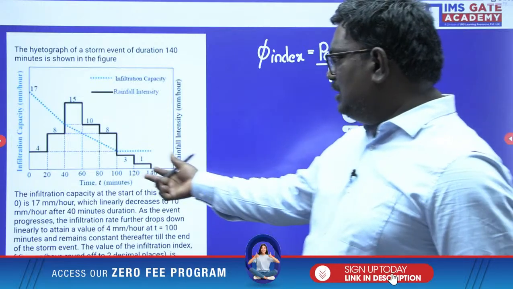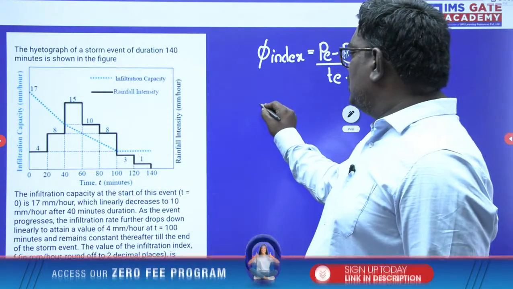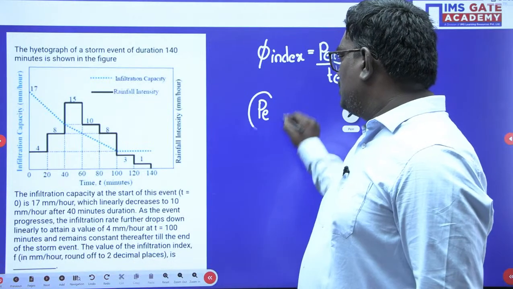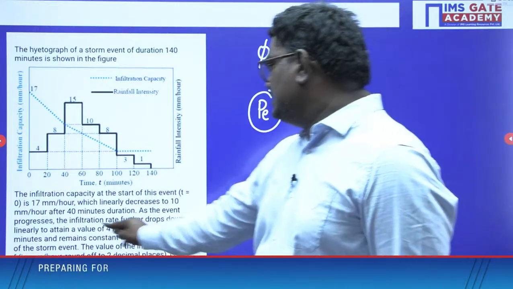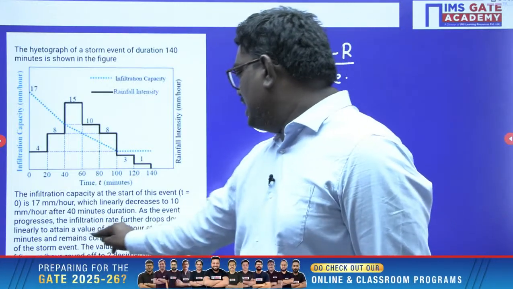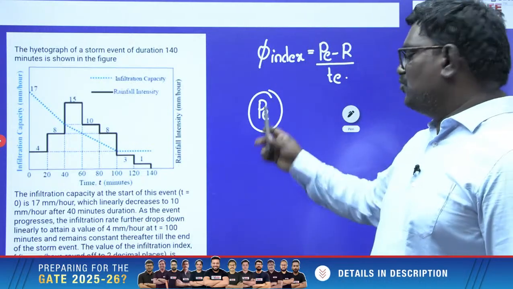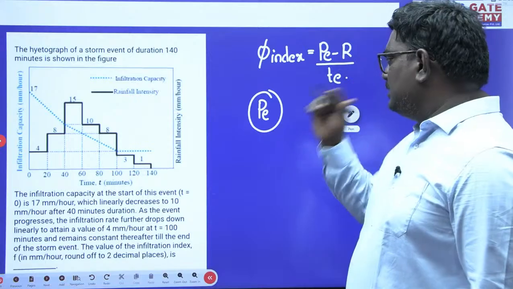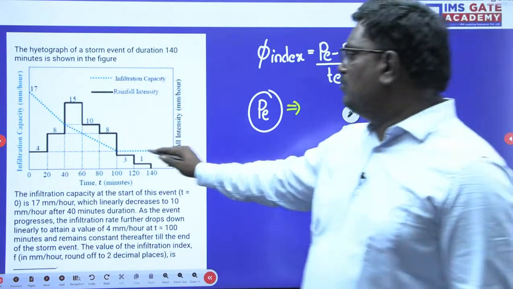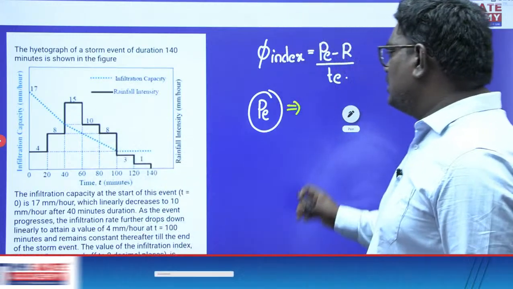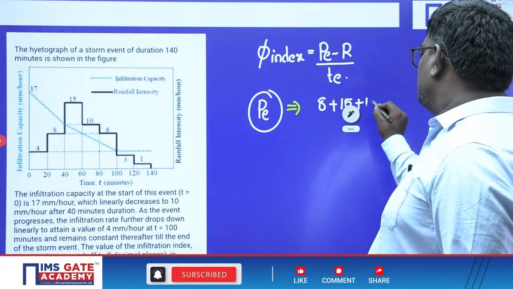If they ask you what is the excess precipitation PE, they have given that the rate increases further down and linearly attains a value of 4 mm per hour. Okay, sir. So if it is 4 mm, then for the excess precipitation, whatever the values which are more than 4, that is 8 plus 15 plus 10, right?